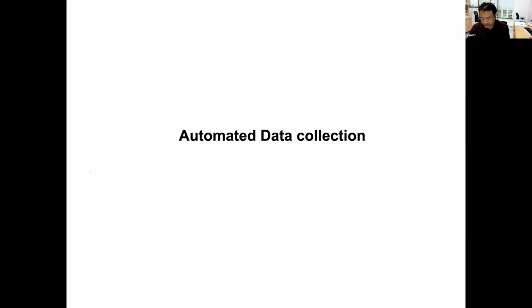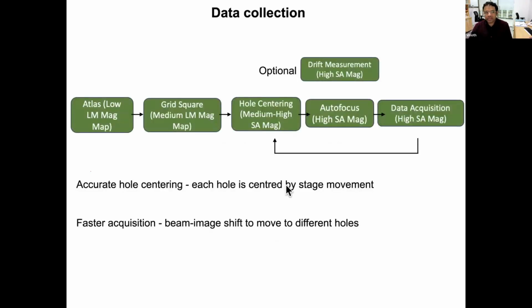So now we come to automated data collection, where we start using a low mag image, which is called the atlas. Then we go and look at medium mag at grid squares. You center the hole, autofocus, data acquisition. This goes in a loop, and then you get a lot of images. So this is the whole workflow after you have chosen your sample.